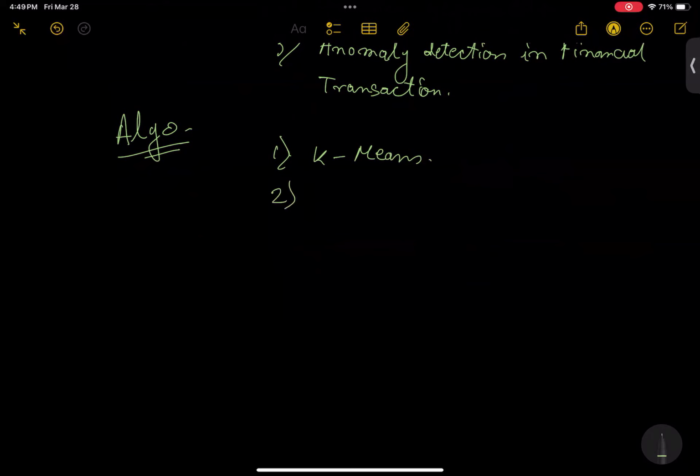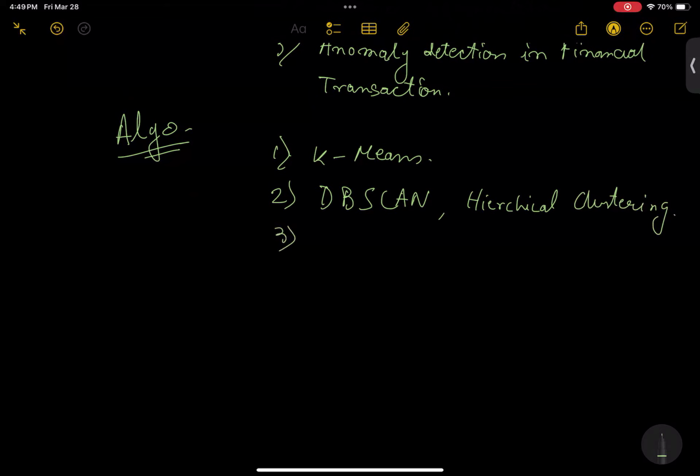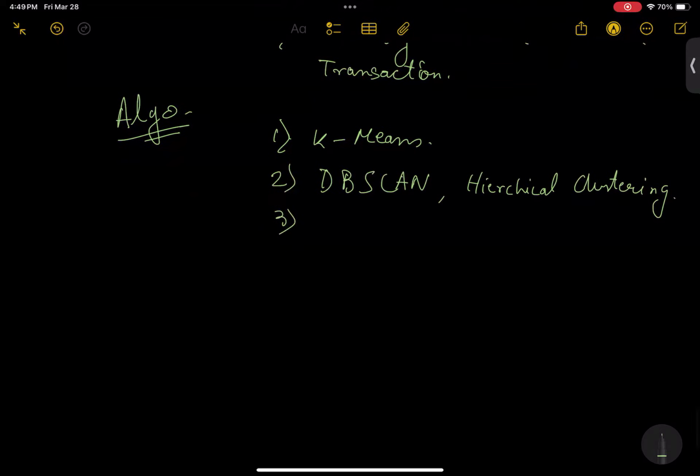K-means. The second thing is called hierarchical clustering. The third thing, I think, is called principal component analysis, PCA. There are other examples also, but we'll go there slowly.